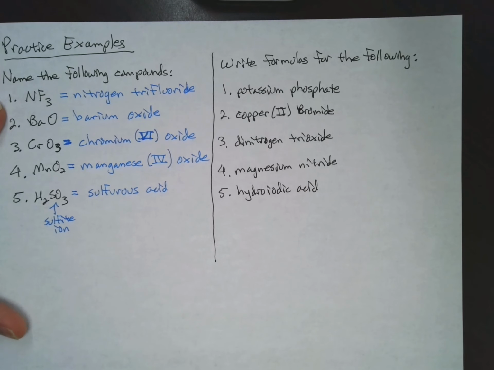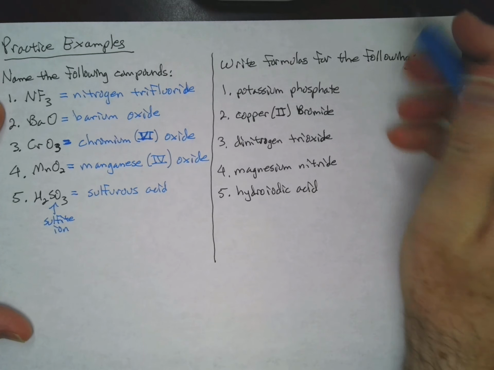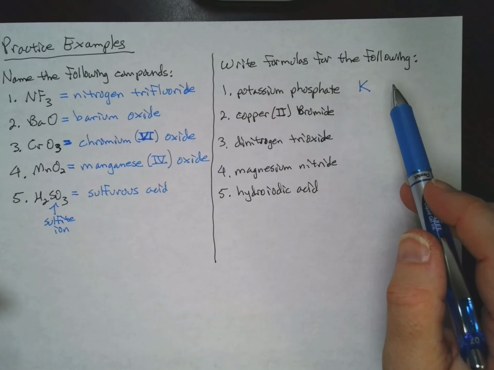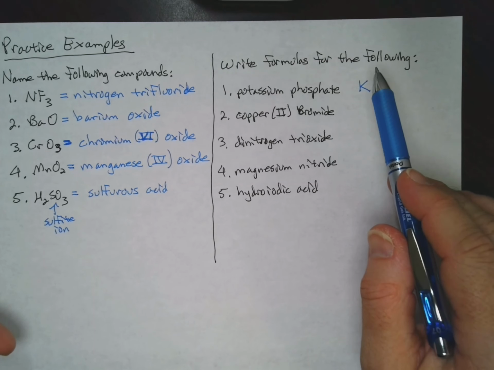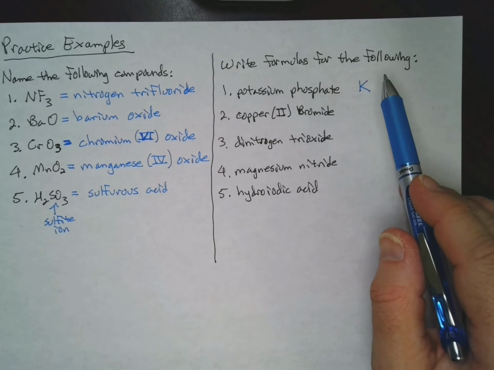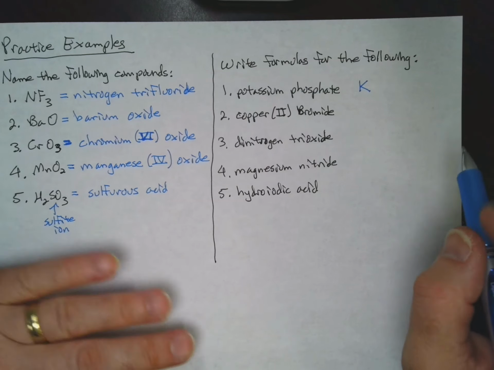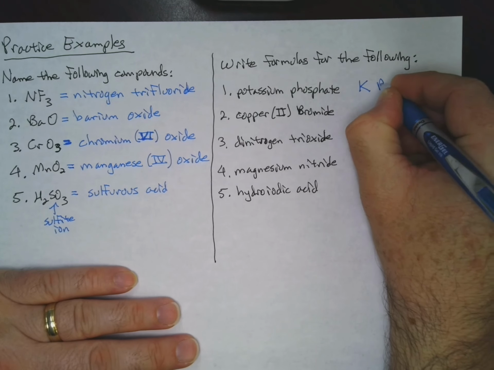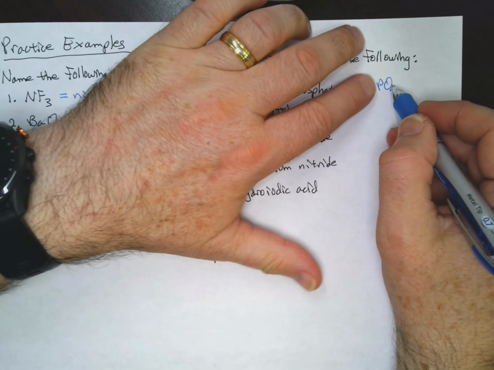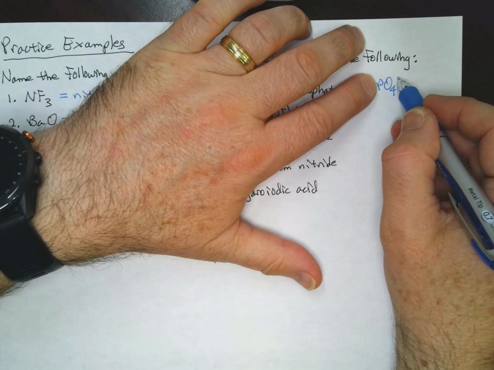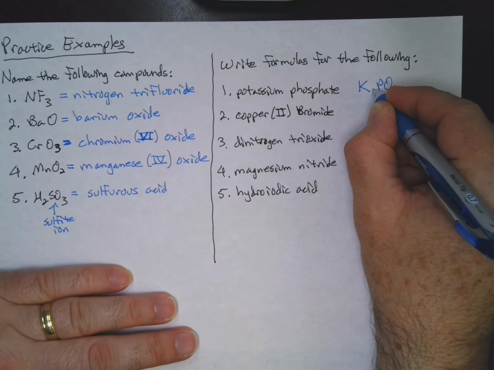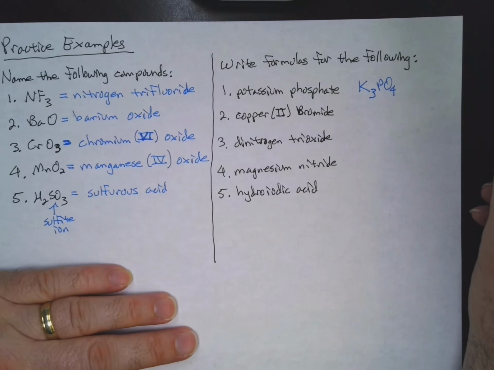So let's start with potassium phosphate. I'm going to have K for my potassium. Now what's phosphate? It's not phosphide, which would be P, just phosphorus. Phosphate is in the table of polyatomic ions, and it is PO4 with a 3- charge. In order to compensate the 3- charge, we need 3+, and each potassium is 1+, so we have K3PO4.